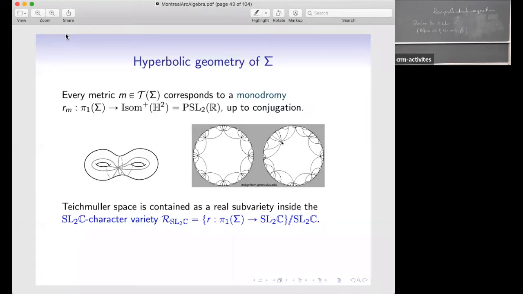Then you can go from one cover, what are these called? Oh, I'm blanking.